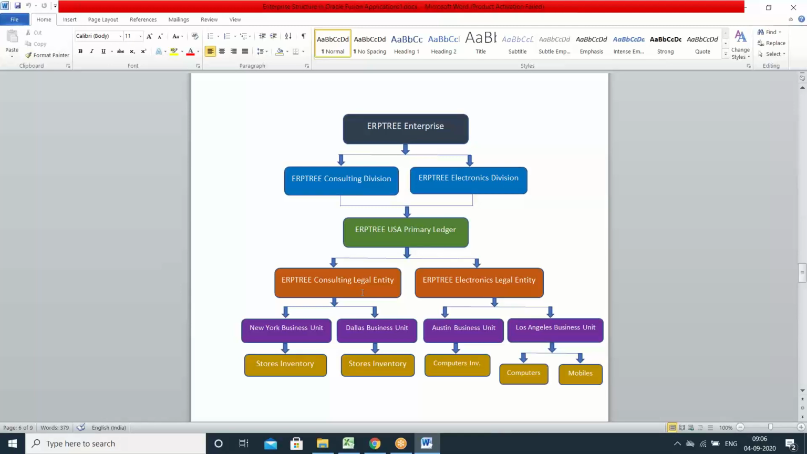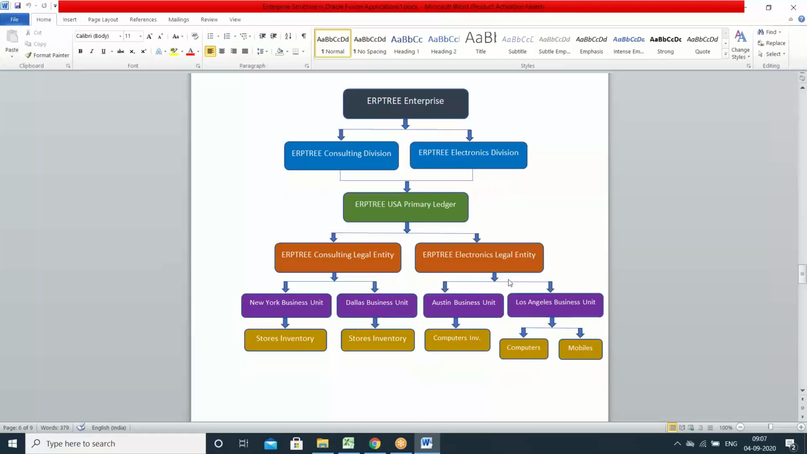But take a simple example, a business operating in the USA. Division wise they have a separate registration. So consulting has one registration, so one legal entity. For electronics they have a separate registration, so a separate legal entity. So ERP tree consulting legal entity, ERP tree electronics legal entity.